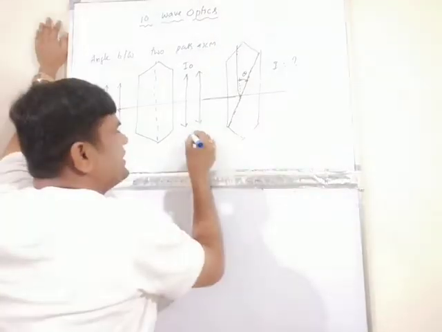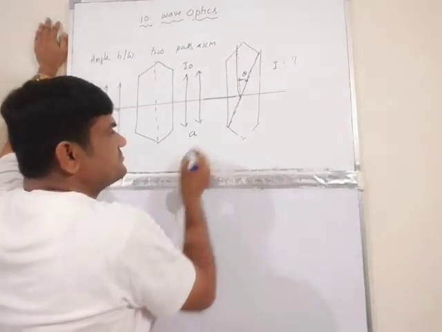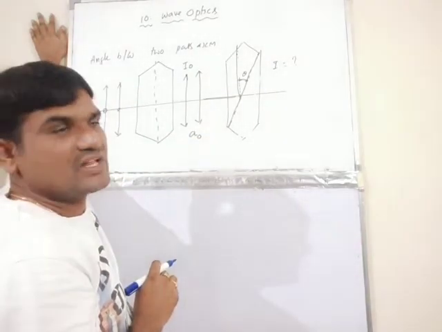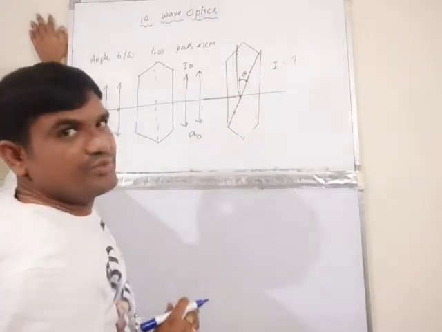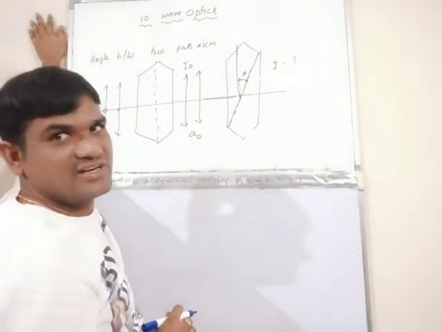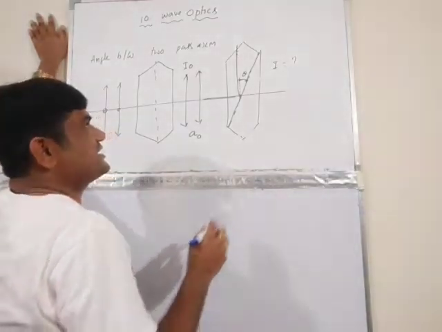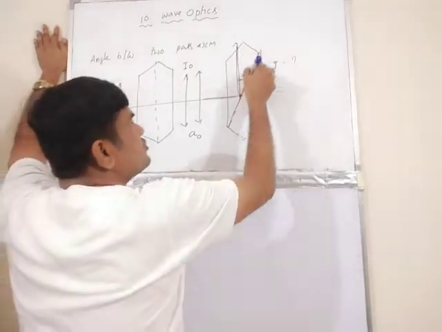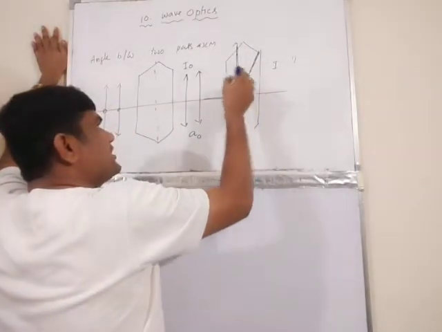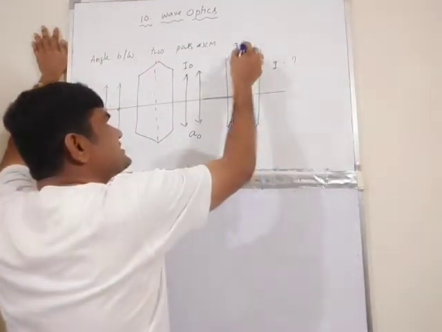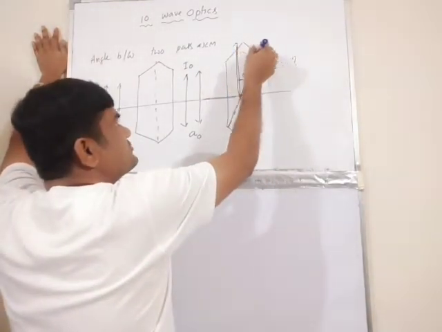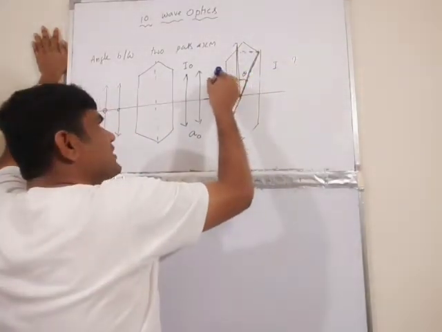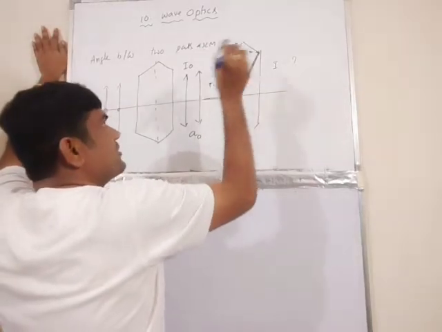Its amplitude, if I take it as A naught, then what would happen to its amplitude? Definitely it decreases, correct? So now I can resolve this into two components, the x component and the y component, with respect to this theta. Okay, so this is the x component and this is the y component.